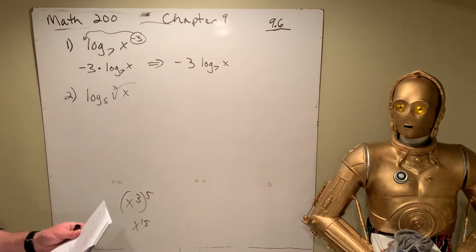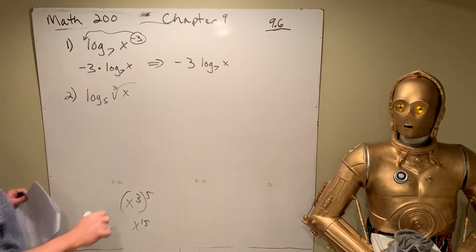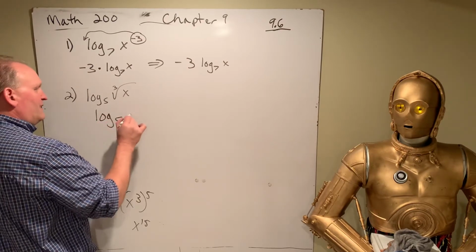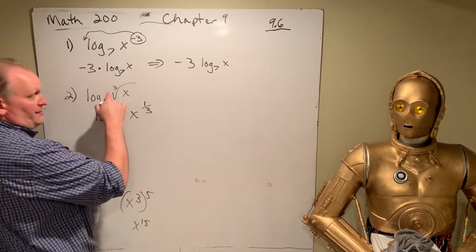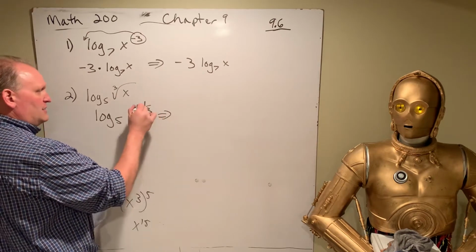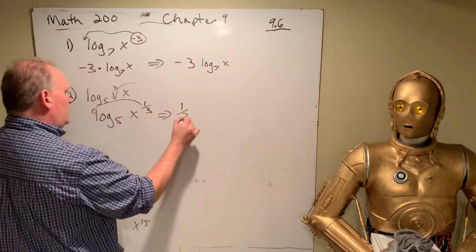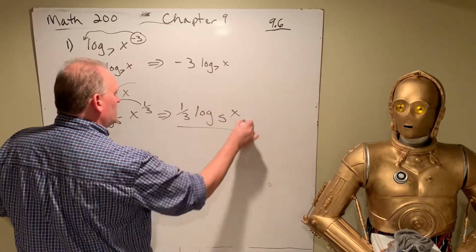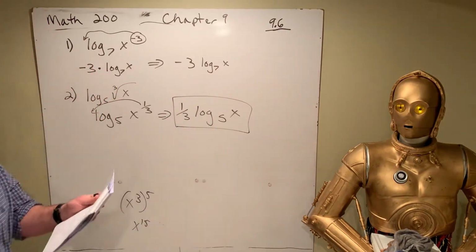All right. And so this one is a little trickier because it's log base 5 of x to the 1/3 power. Remember, the third root is really to the 1/3 power. So come on down. So 1/3 log base 5 of x. Done.